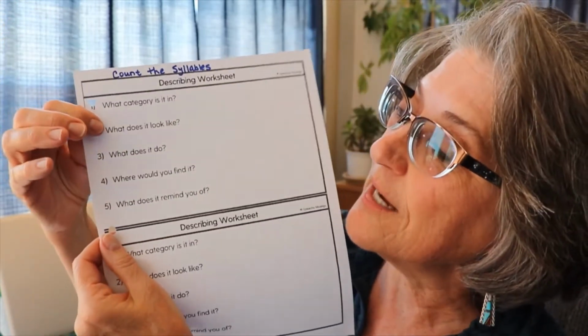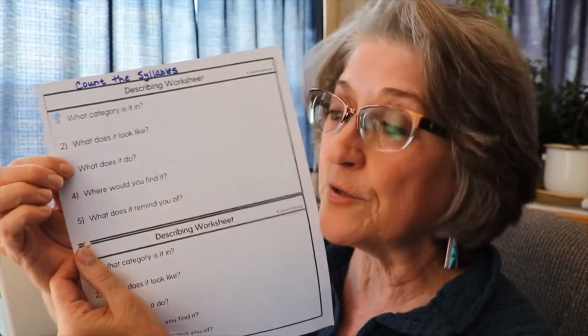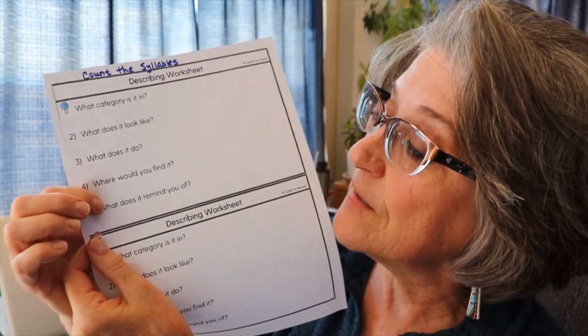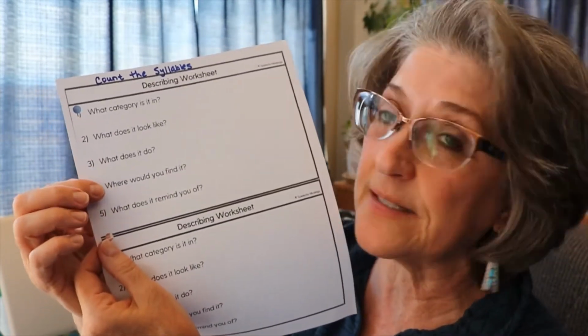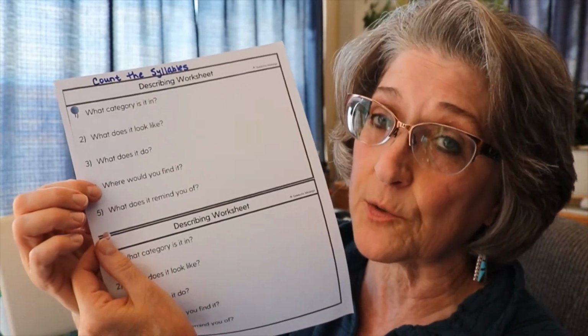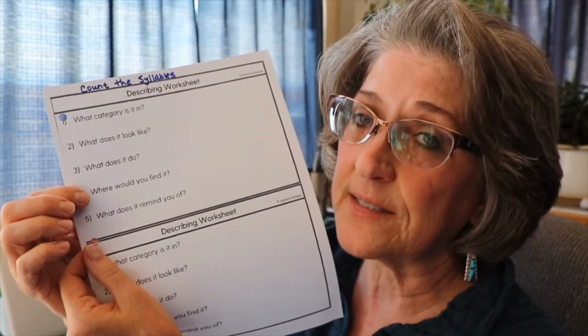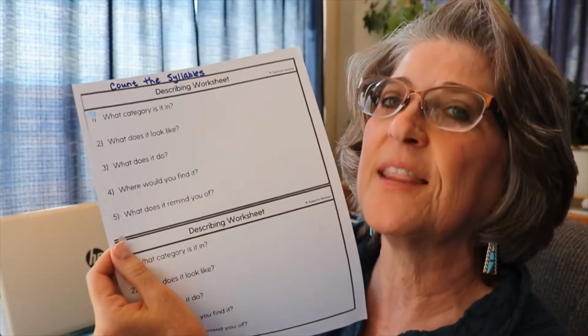What does it look like? What does it do? Well, an apple might not do anything, but you could ask, what do we do with it? Well, we eat it. Where would you find it? What does it remind you of? And sometimes there are multiple answers. Where do you find it? Some kids are going to say you find it in a grocery store. Some kids are going to say you find it on a tree. Either answer is correct. So we just want them to start using their language and answering these questions.